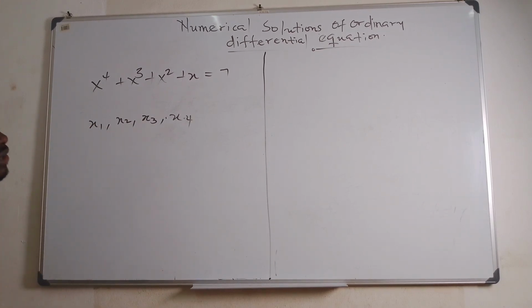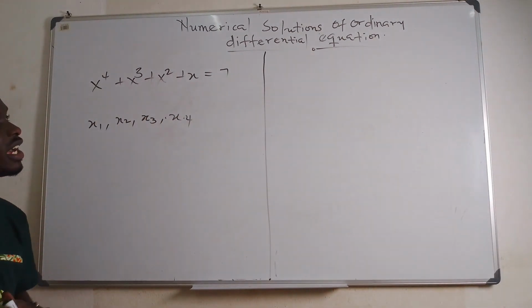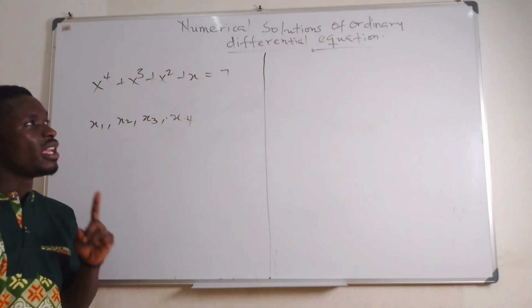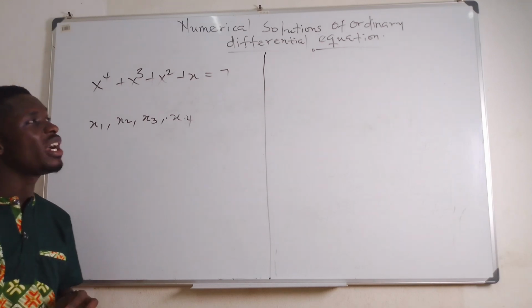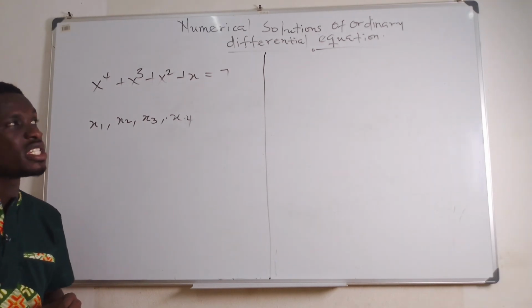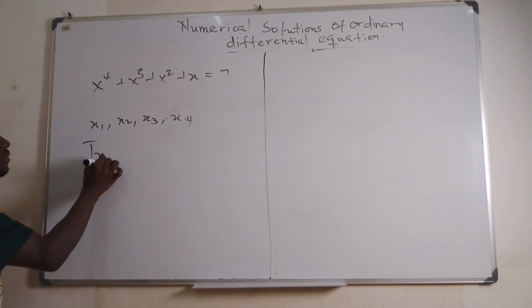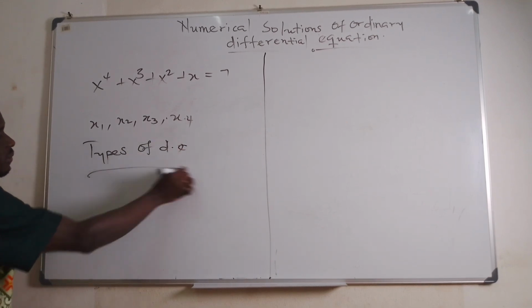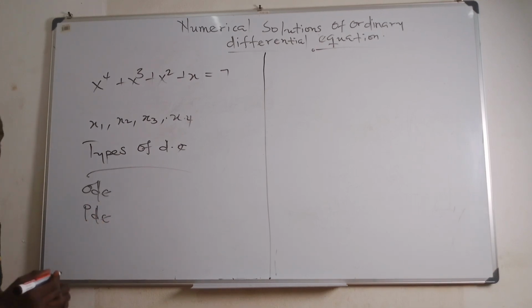Now let's talk about ordinary differential equations. Differential equations are equations that have at least one independent variable. And we have two types of differential equation: the ODE and the PDE. ODE is the same as ordinary differential equation.